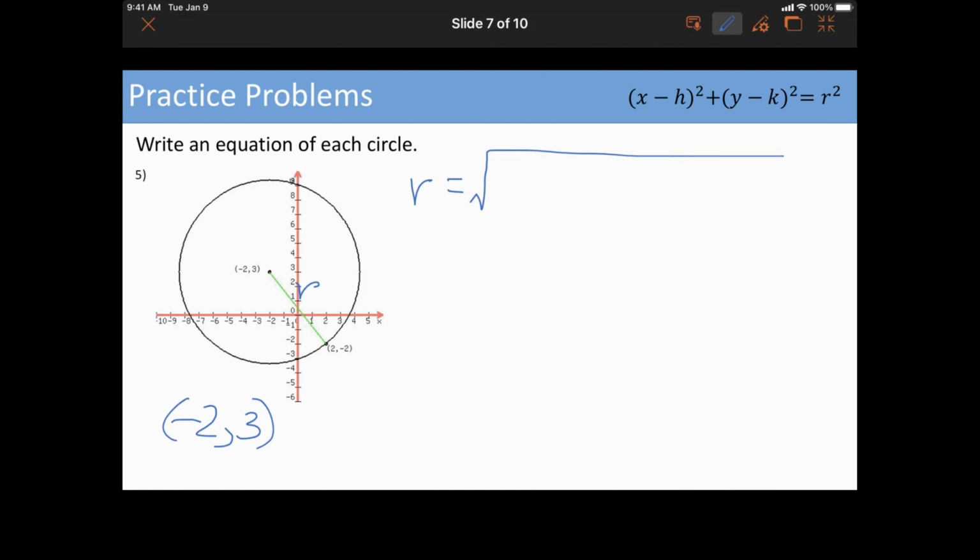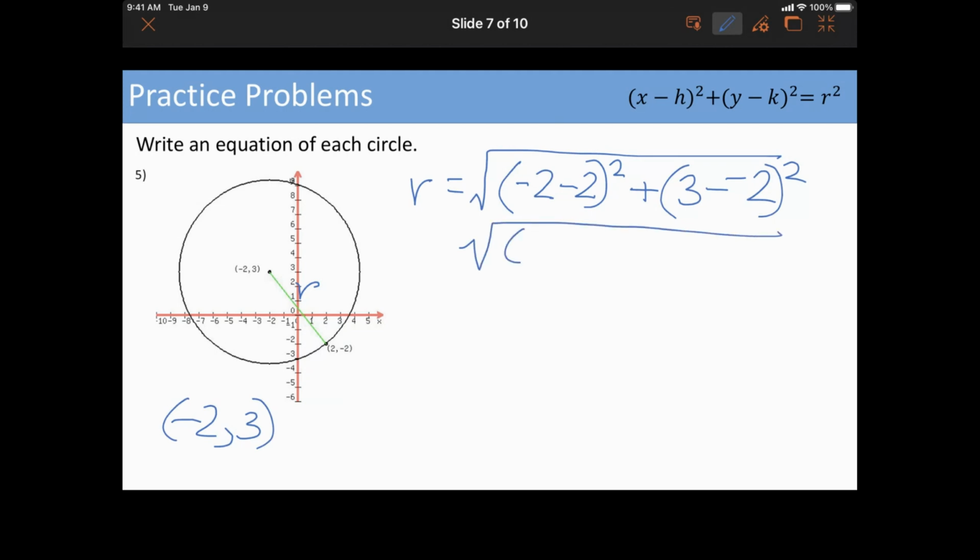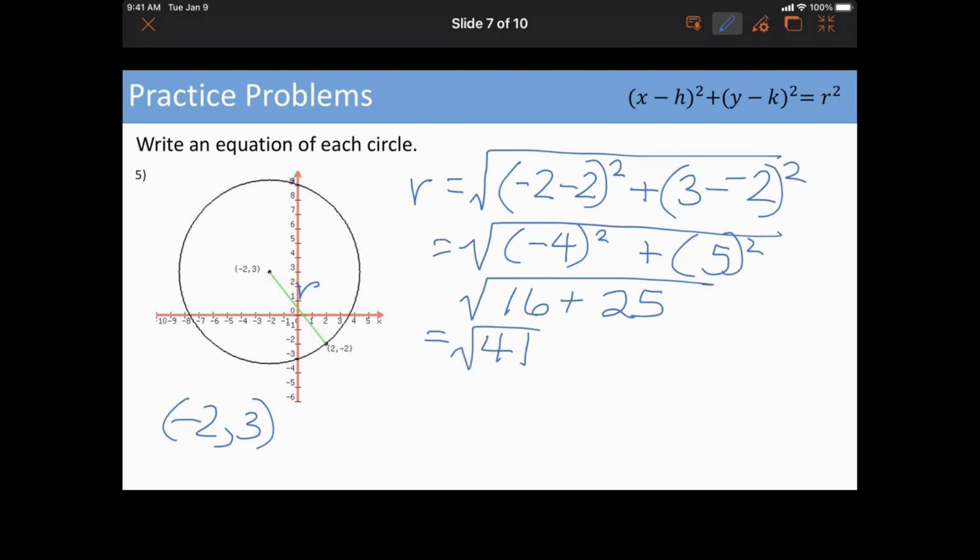So take my x's. So -2 minus 2. And 3 minus -2. Now, again, if you switch the numbers around, it shouldn't matter. If you did, you may get a +4 here, which is fine. And here you may get a -5, but when you square it, you should get 16 and 25, right? They have to be both positive. That's 41. All right, so r squared equals 41.